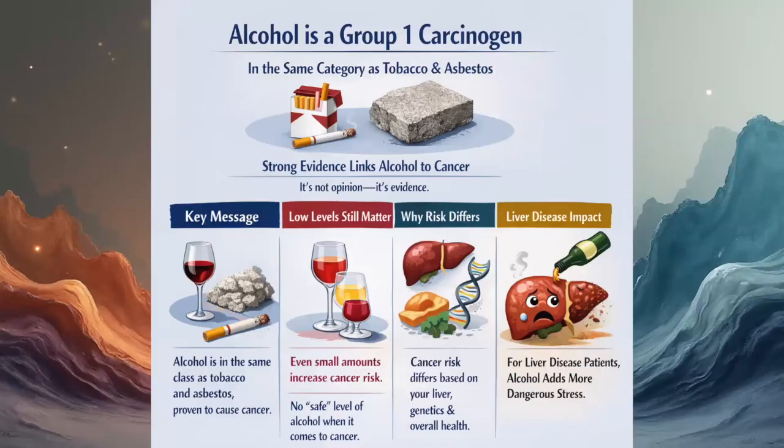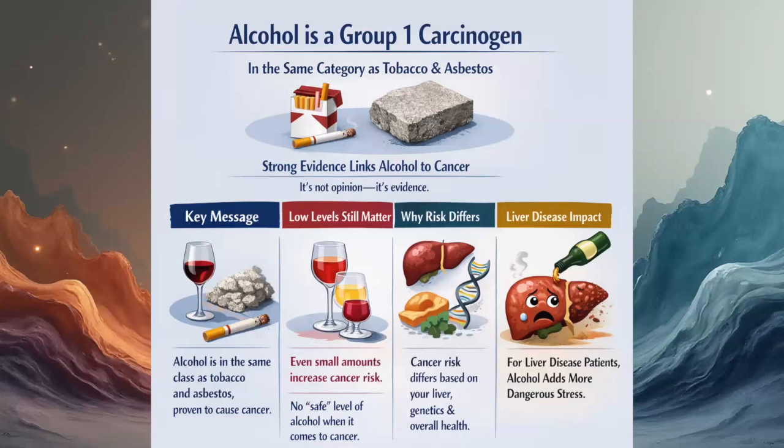So why does this matter for people living with liver disease? Metabolic dysfunction, alcohol, or both adds carcinogen stress. So genetics and existing liver damage can amplify that risk further. Once again, that same drink can mean very different things depending on the liver that you're dealing with.